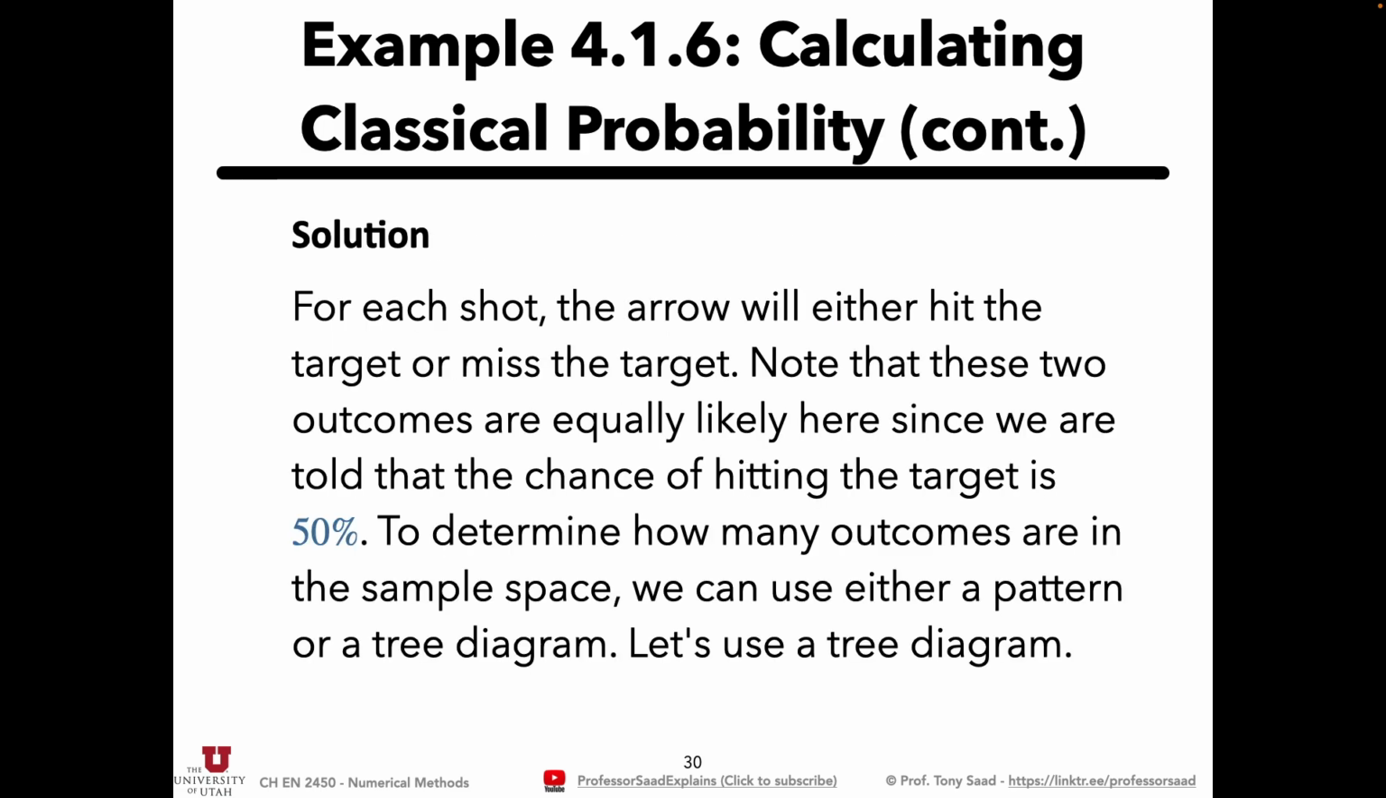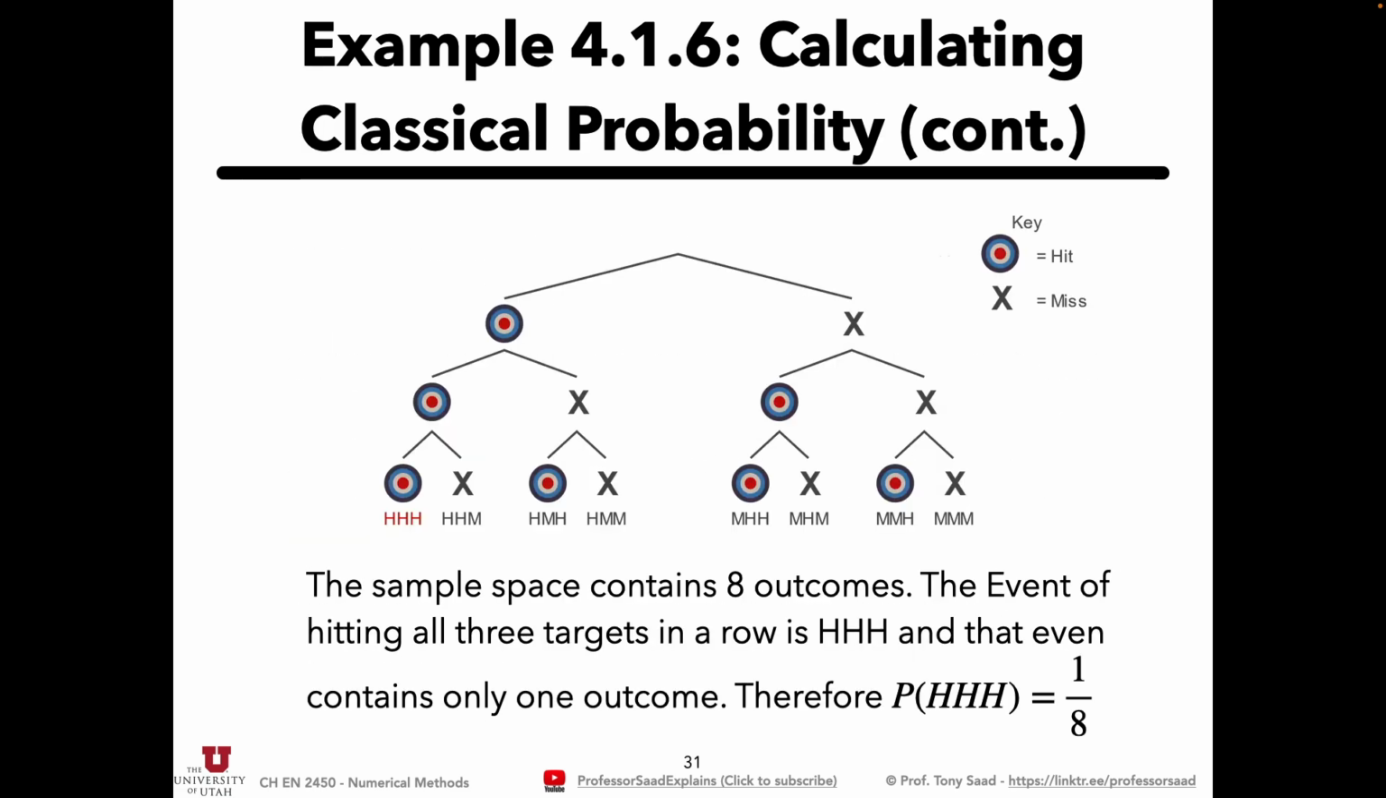An easy way of doing this would be a tree. On the first shot, he could get a target or he could miss. Then on the second shot, again, he could get either a target or miss. And then on the third shot, a target or miss. Now you expand the tree, and you get your sample space: hit, hit, hit; hit, hit, miss; hit, miss, hit; hit, miss, miss; miss, hit, hit, etc. That's your entire sample space: 1, 2, 3, 4, 5, 6, 7, 8. 8 outcomes.